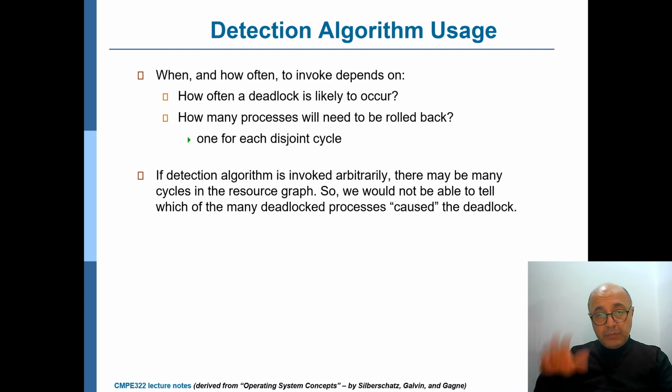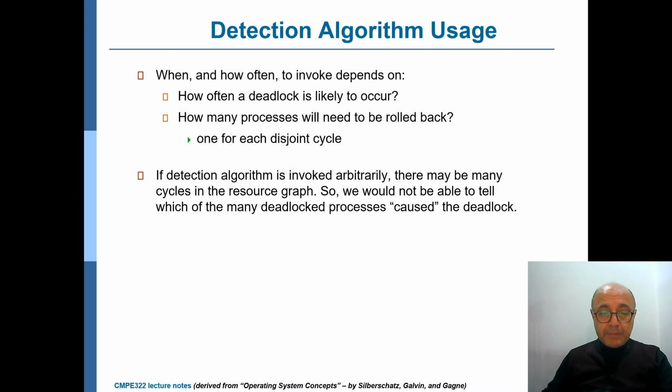Remember, for example, the wait-for graphs. If the cycles have a shared link, just roll back one of the processes on that shared link, and you will be able to break two cycles by just rolling back a single process. So you should be careful with which process you're rolling back.